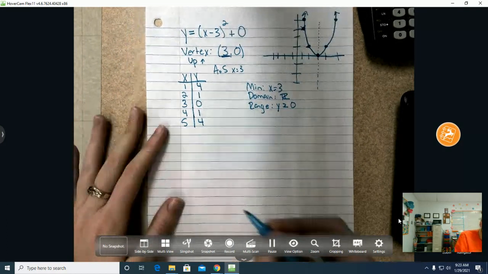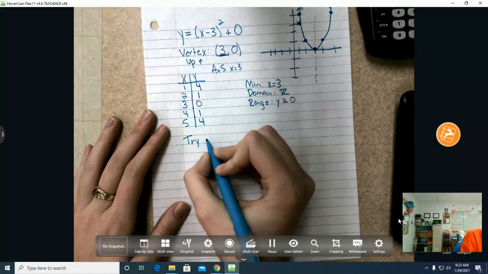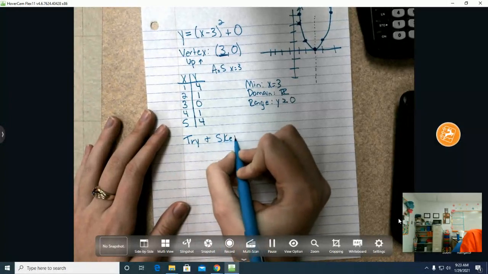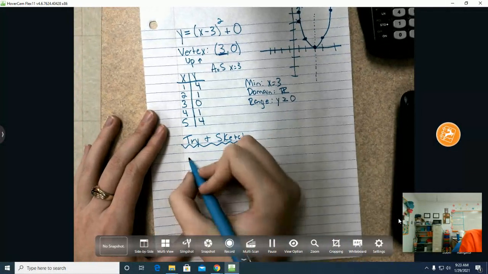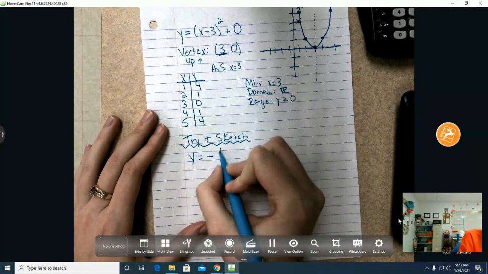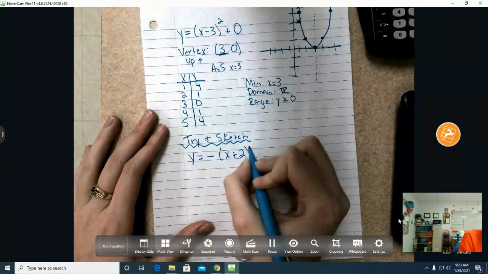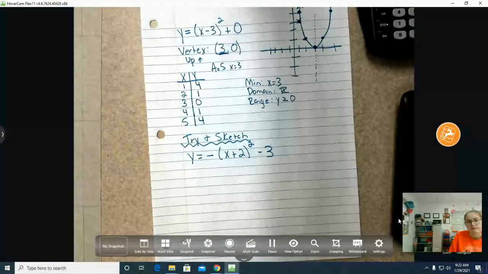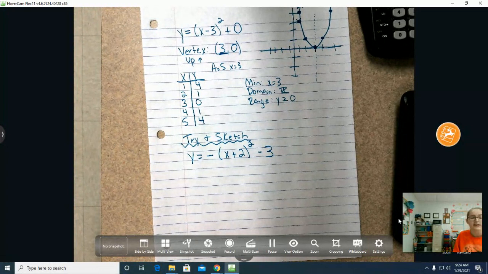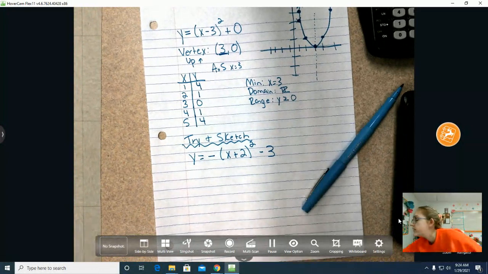Okay, so I want you to take a second to try and sketch y equals negative (x plus 2) squared minus 3. So I'm going to pause for a second, let you actually try to do that.